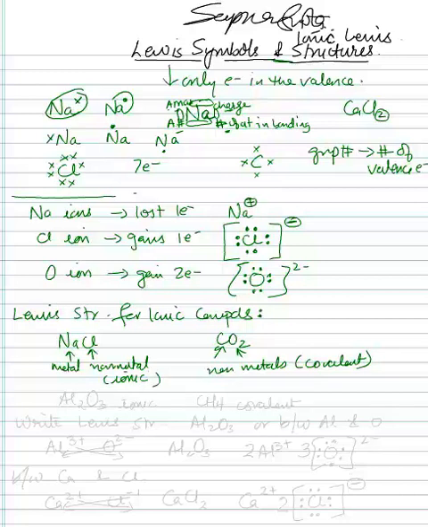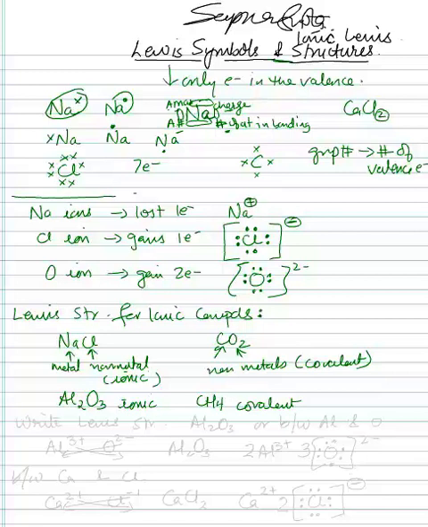So when you're writing Lewis structures, the first thing you do is identify if you have a metal or a non-metal. So for example, if I give you aluminum oxide, then this is going to be ionic. If I give you methane, CH4, this is going to be covalent. Why? Because you have two non-metals in there. Okay, so now let's write the Lewis structure for ionic compounds.